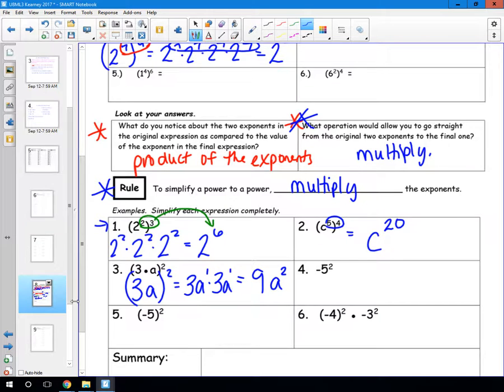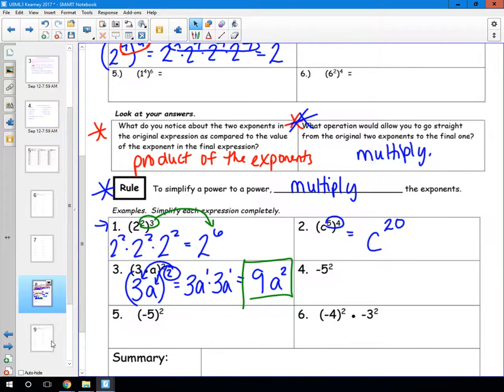So one common mistake is sometimes people just take the square and they just do a squared. But when you have an entire term raised to a power, that power goes to everything inside that term, if it's all in parentheses. So this squared actually should have gone to the a and the 3. And that's how I got my final answer, which was 3 squared times a squared, which is 9a squared.